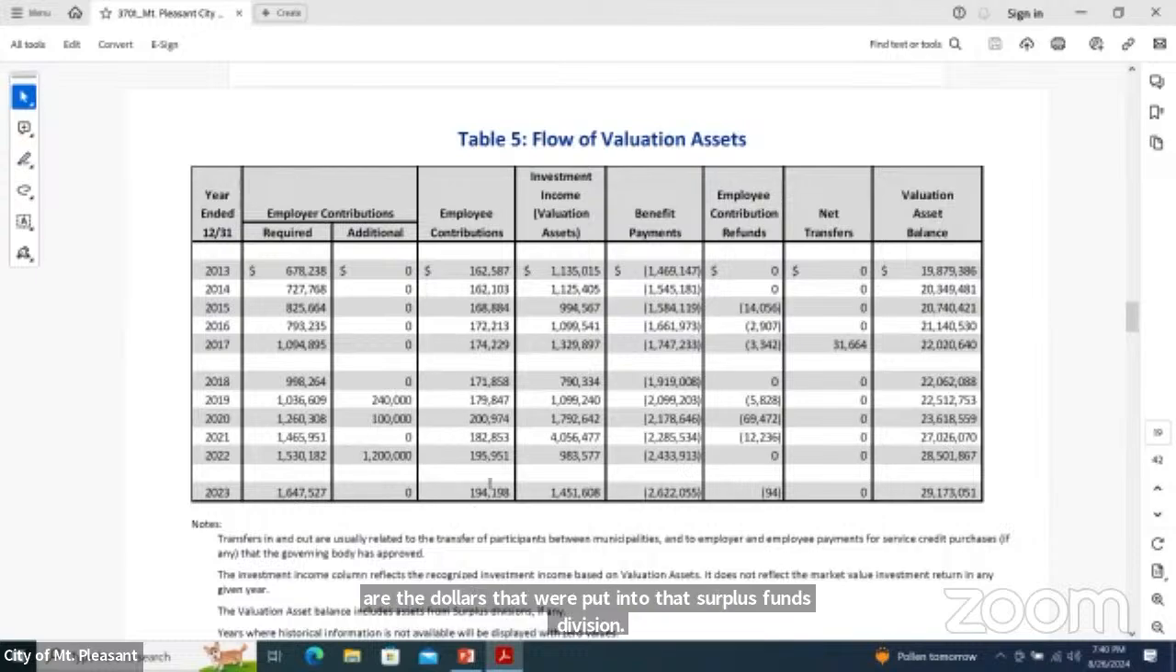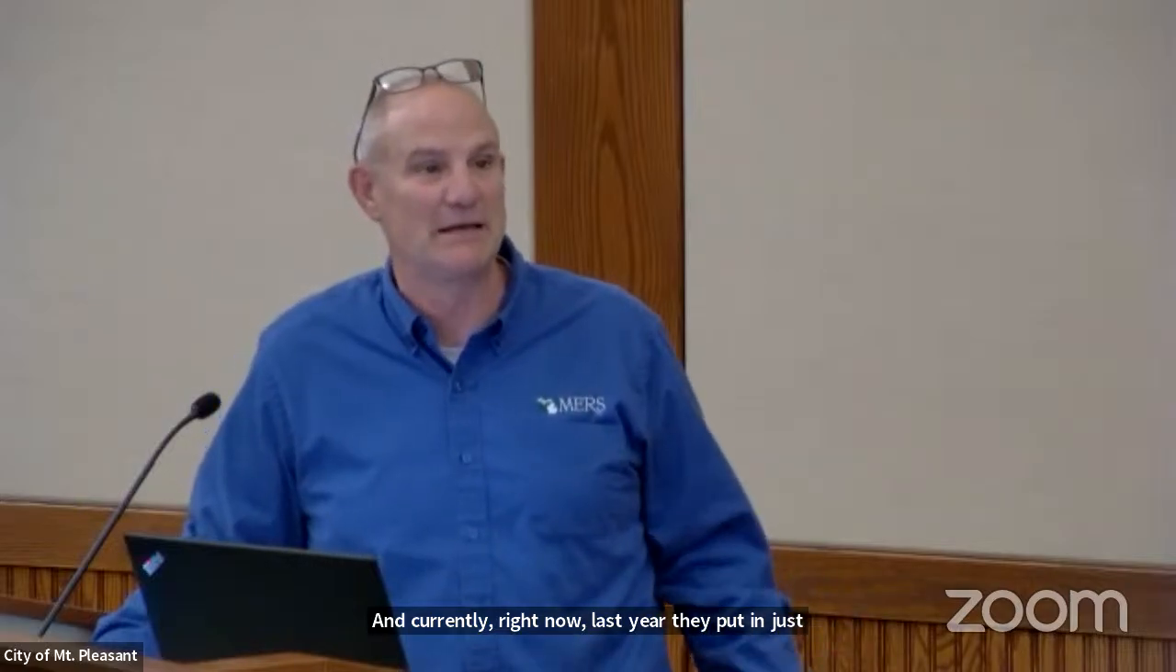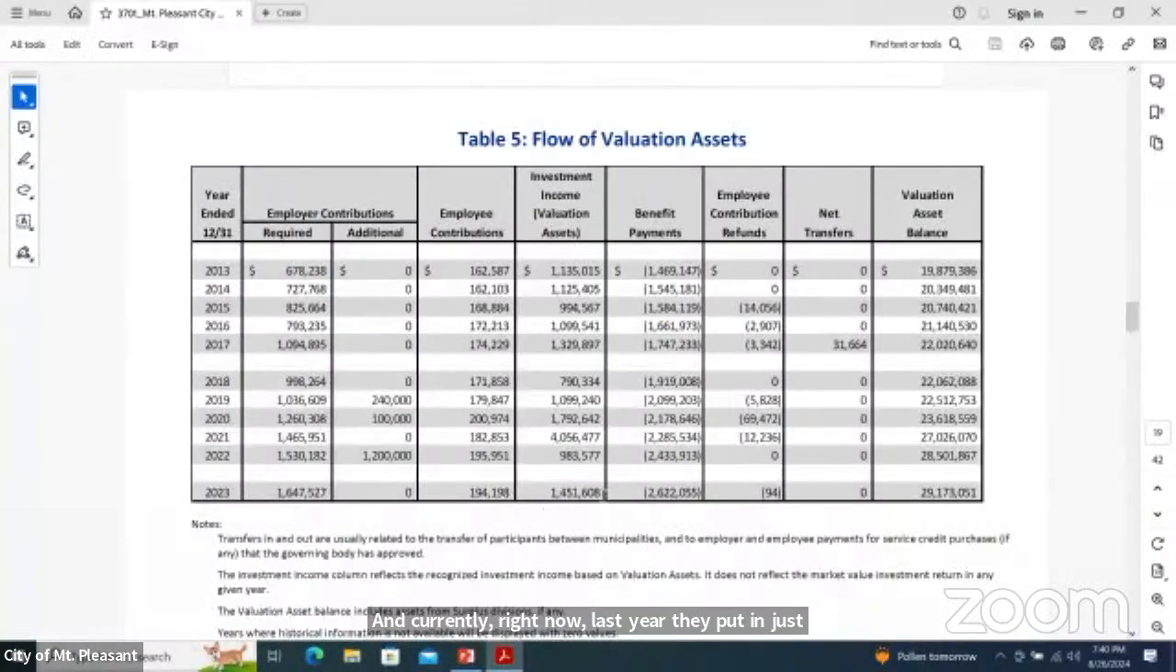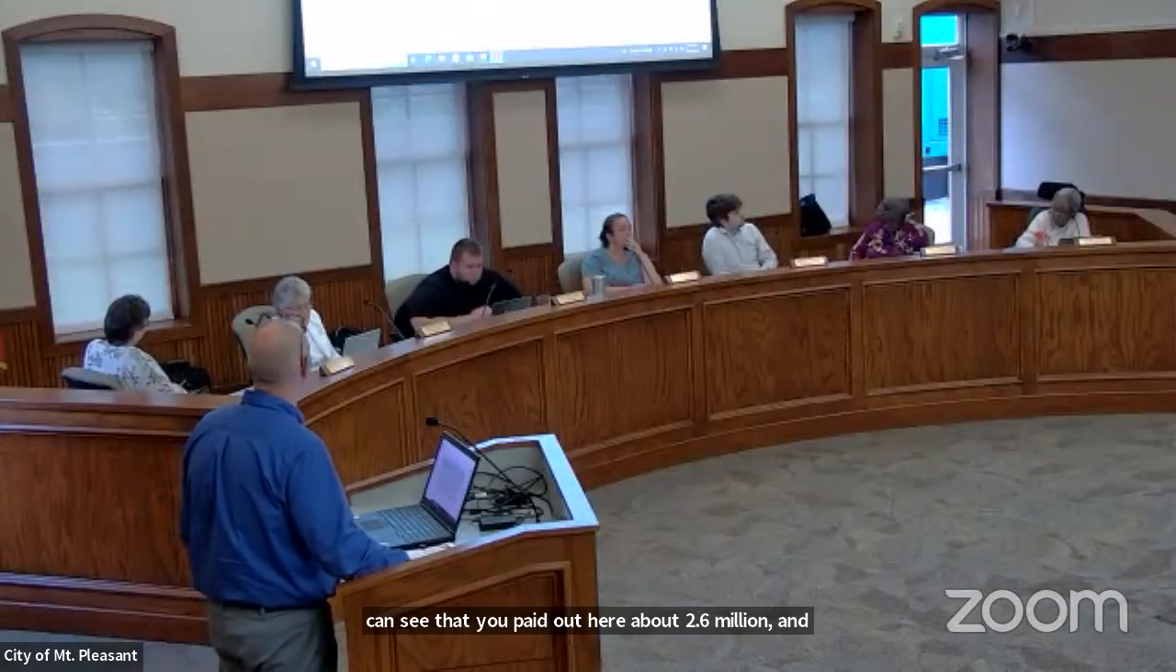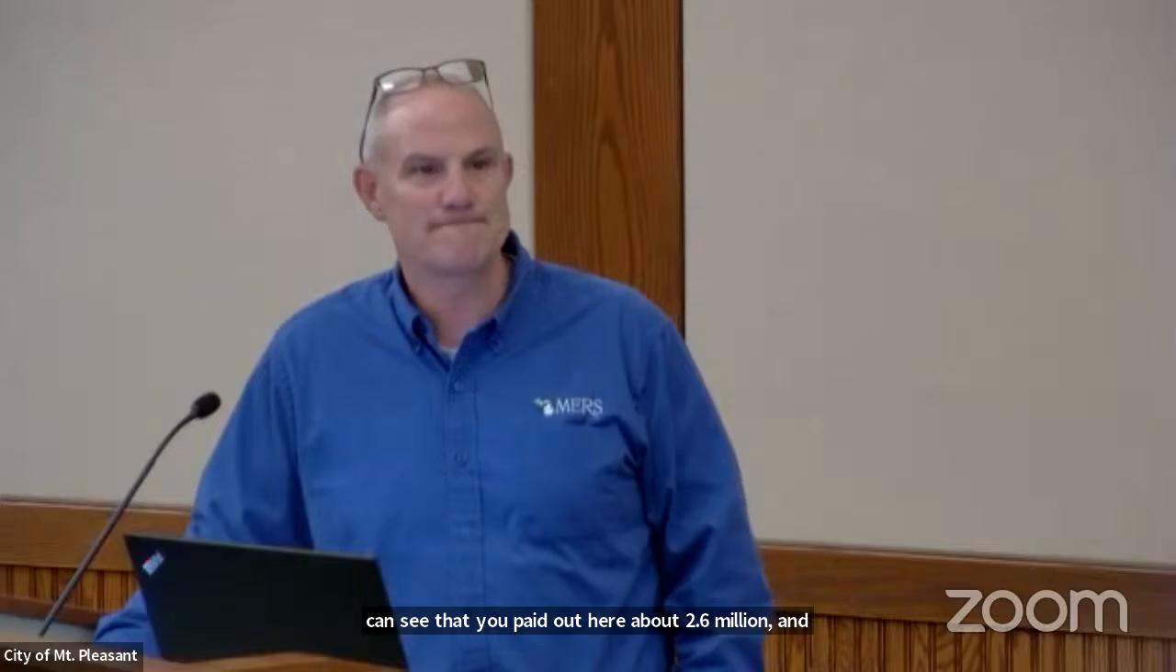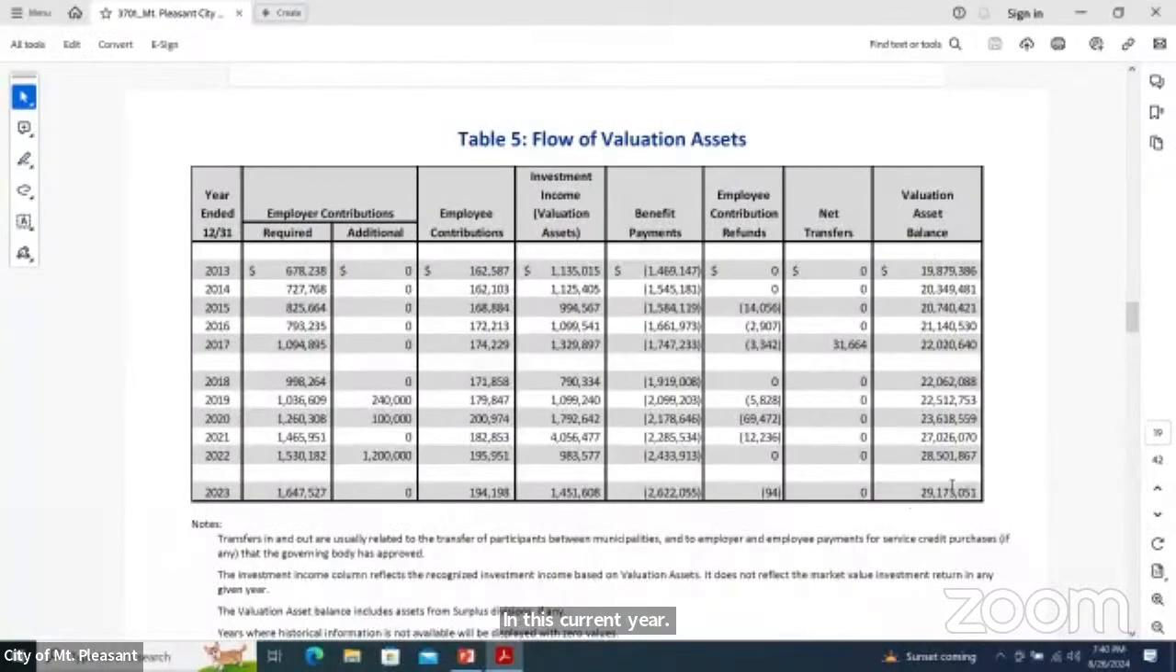You can see that your employees contribute each year. Currently, and last year, they put in just under $200,000 to help offset the cost of the plan. You can see that last year you made about $1.4 million in assets in the plan. That's an actuarial number. You can see that you paid out about $2.6 million, and we expect that you'll be paying about $2.7 million in this current year. And that shows you what your valuation assets are.